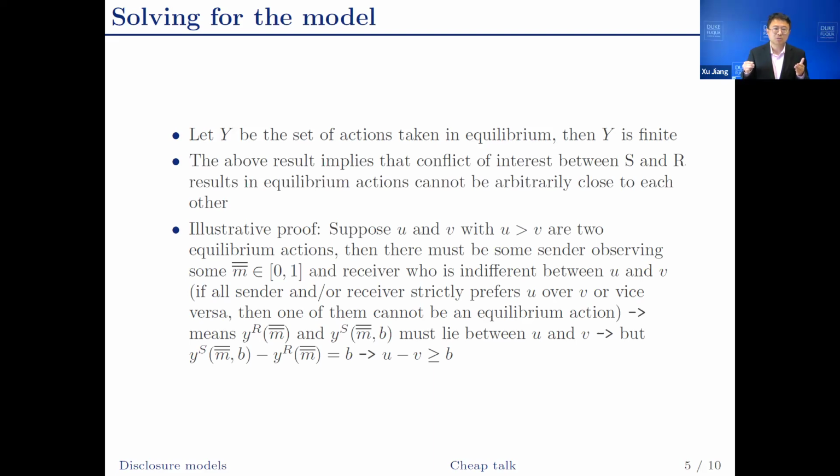The big picture intuition comes from the conflict of interest. Because the sender's and the receiver's preferred actions for the same M differ by B, any actions taken in equilibrium that are acceptable to both the sender and the receiver have to differ by at least B. Because your total action space between 0 and 1 is 1, the total number of actions in equilibrium has to be at most 1 over B.